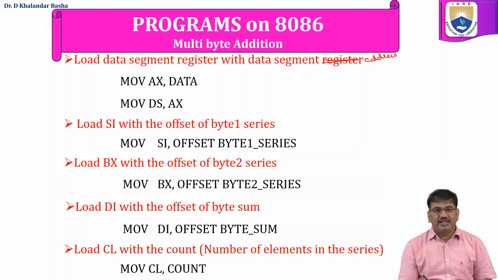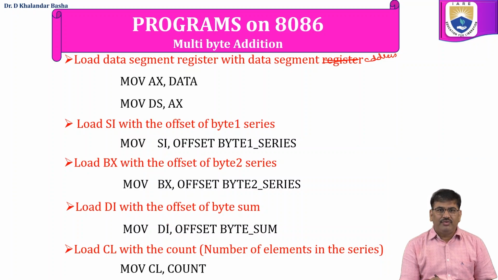Similarly, for byte 2 series, we fetch the offset, which will be loaded into the BX register by using the instruction MOV BX, offset of byte 2 series. This instruction loads the BX register with the offset value of the second variable, that is byte 2 series. Next, we will fetch the address, that is the offset value of the result where we want to store, which has byte underscore sum as a variable name.